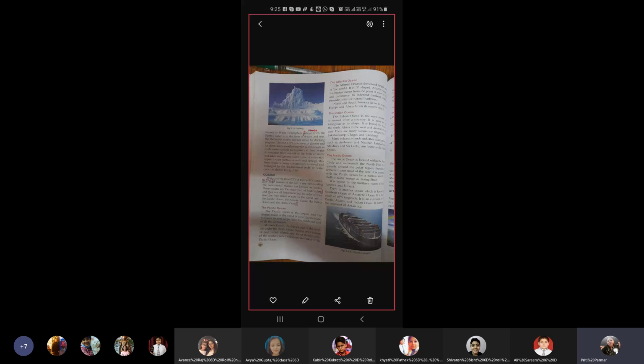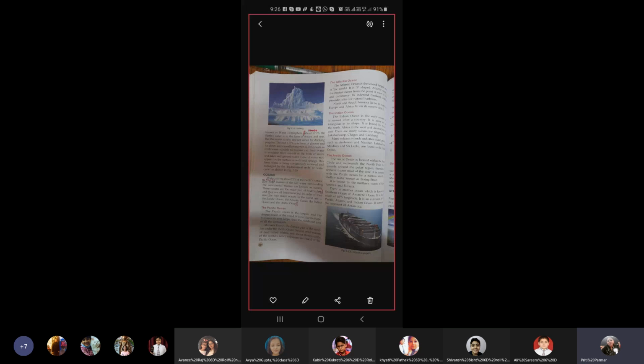Then there's another ocean, known as the Southern Ocean or the Antarctic Ocean. Now, it is found in the area near Antarctica and it is made up of the extension of the Pacific Ocean, Indian Ocean, and Atlantic Ocean.